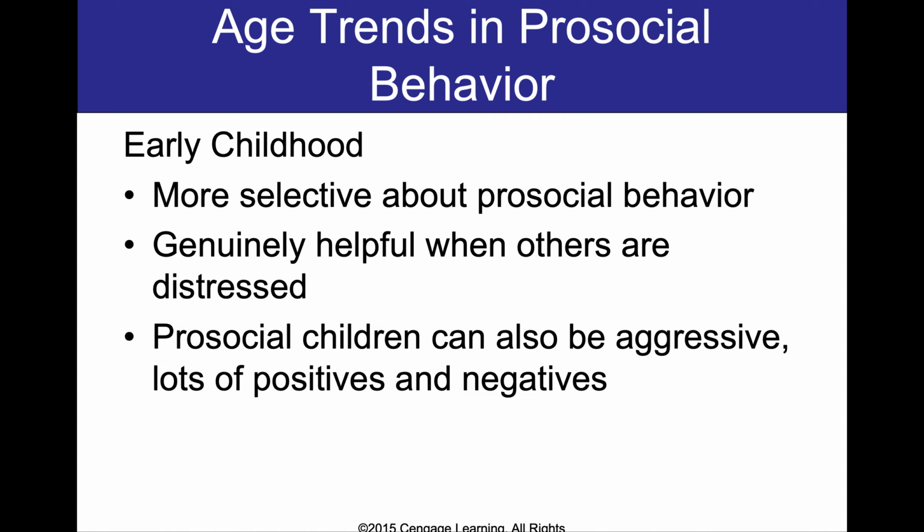The age trends in social behavior or pro-social behavior is what we're going to focus on now. Let's look first at early childhood. In early childhood pro-social behavior, they are more selective. The children are more selective with their pro-social behaviors. They truly are genuinely helpful when others are in distress. The pro-social children can also become somewhat aggressive. They're going to need lots of positives as well as the negatives.